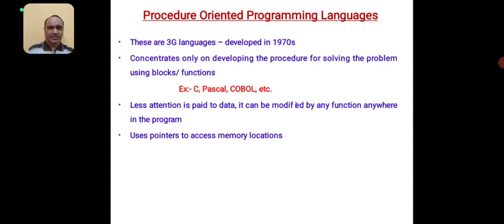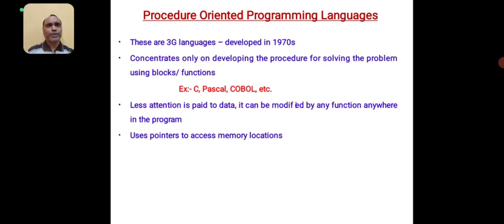So these difficulties were avoided in object-oriented programming languages. In object-oriented programming language, data is given high security. Nobody is permitted to access the data of the program just like that. So data is given high security. So other functions, non-related functions, non-related methods cannot access the data used in the program.